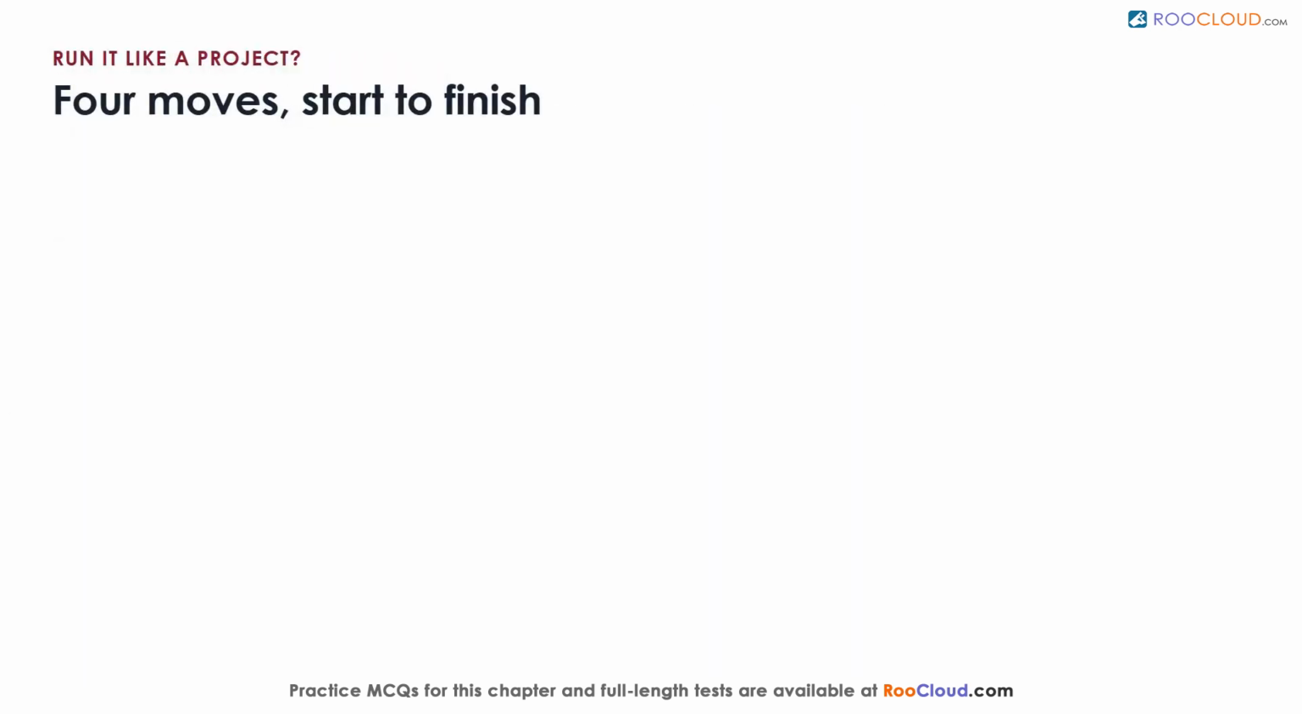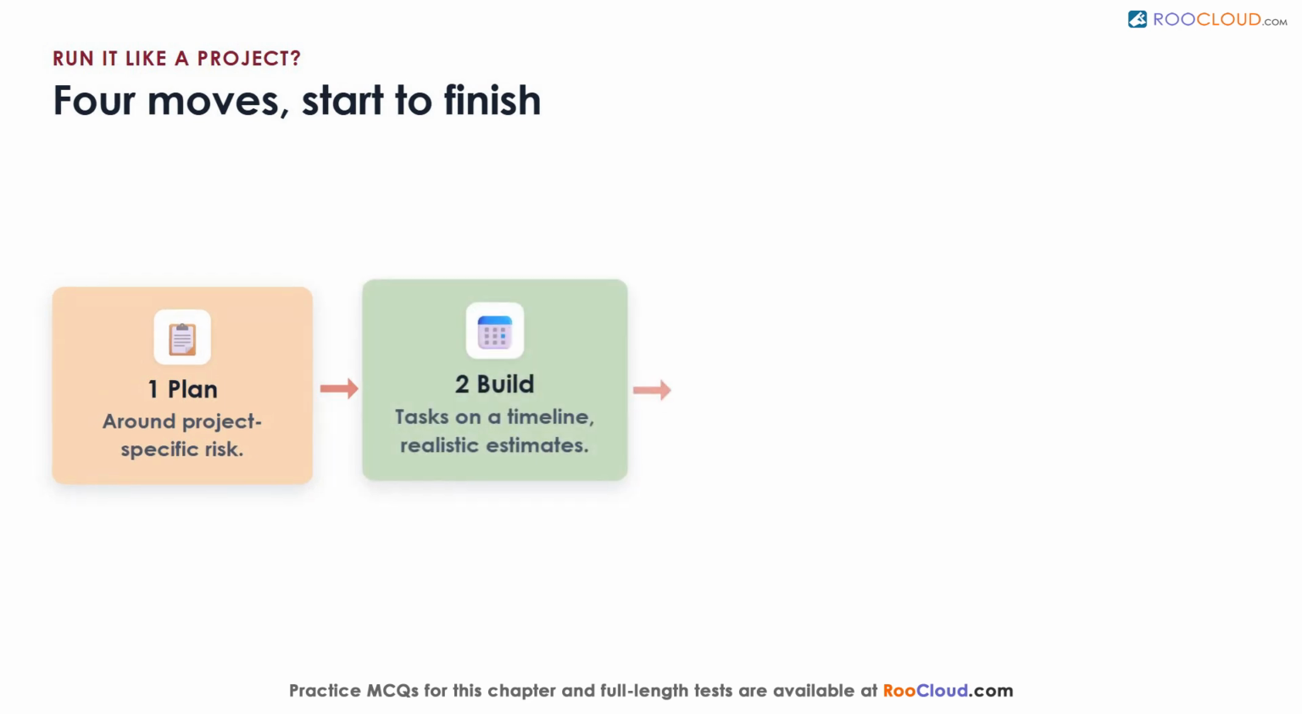So how do you run an audit like a project? It comes down to 4 moves. First, plan the engagement around its specific risk. Second, build the plan across a timeline. Map the tasks and make realistic time estimates. Mind the availability of the people you'll audit.